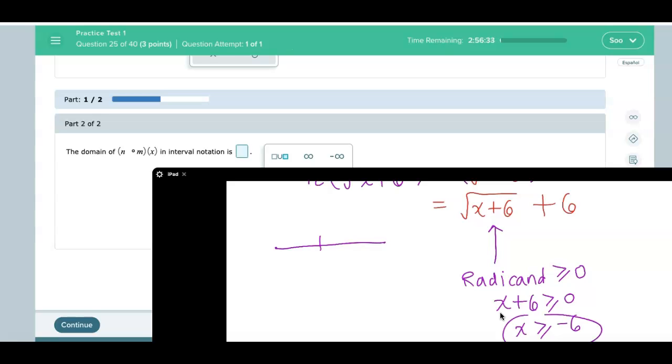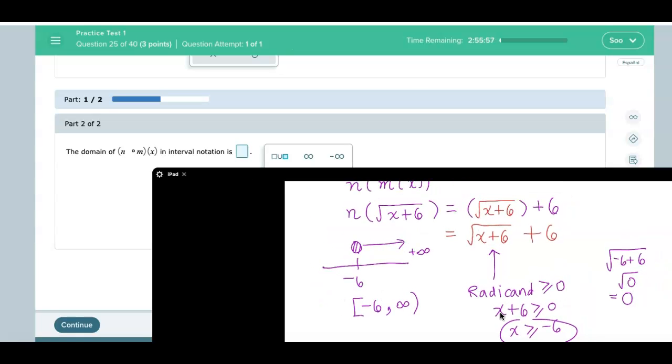So if I graph this, this will be negative 6 with an open circle. Because it's greater than negative 6, I'm going to the right. If I go to the right, I will go to the positive infinity. So the interval notation will be square bracket, negative 6, positive infinity. But we must draw a square bracket in front of negative 6 because it can be negative 6. If x is negative 6, we will get a square root of negative 6 plus positive 6. And we can define what square root of 0 is. That is simply 0. So that works. So this is the domain of the final function that we wrote.